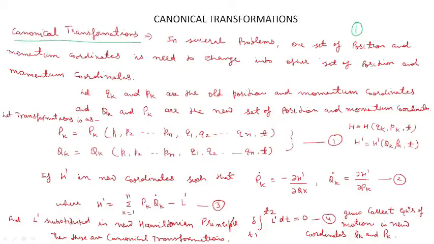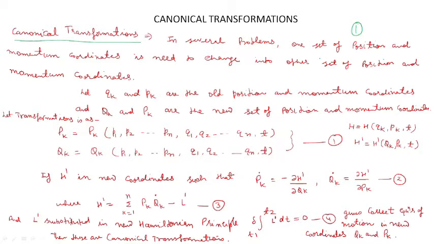Hello everyone. Today we will discuss canonical transformations. In many problems, one set of position and momentum coordinates needs to be changed into another set of position and momentum coordinates. As you have seen earlier, the Cartesian coordinates can be transformed into polar coordinates, cylindrical coordinates, or spherical coordinates.